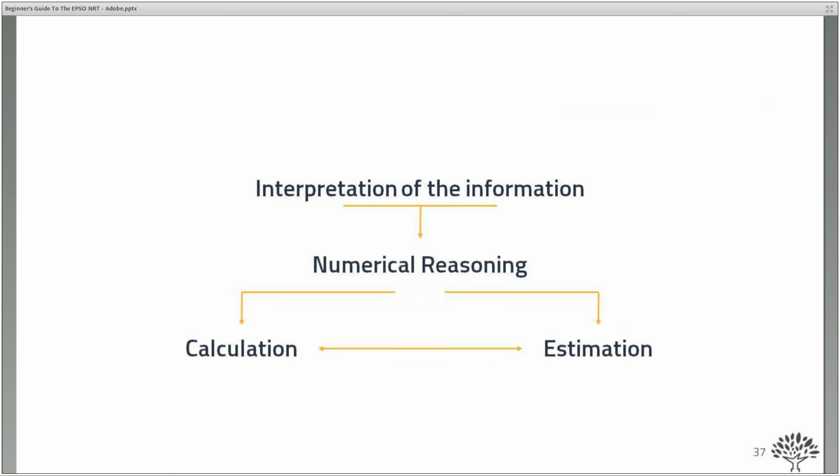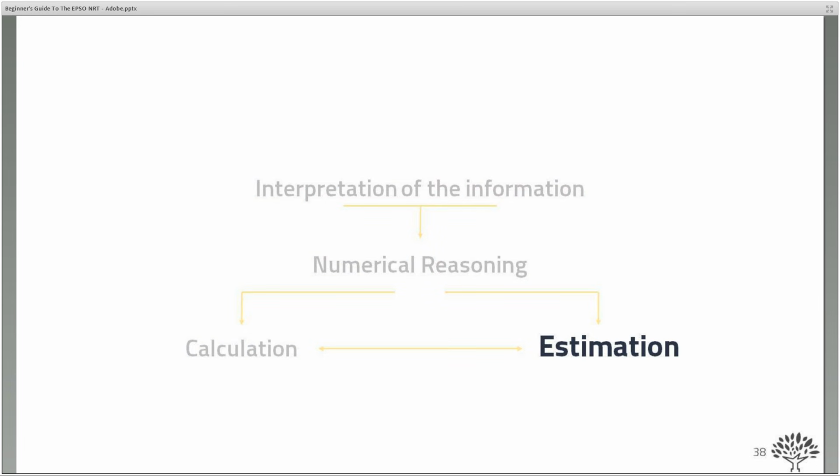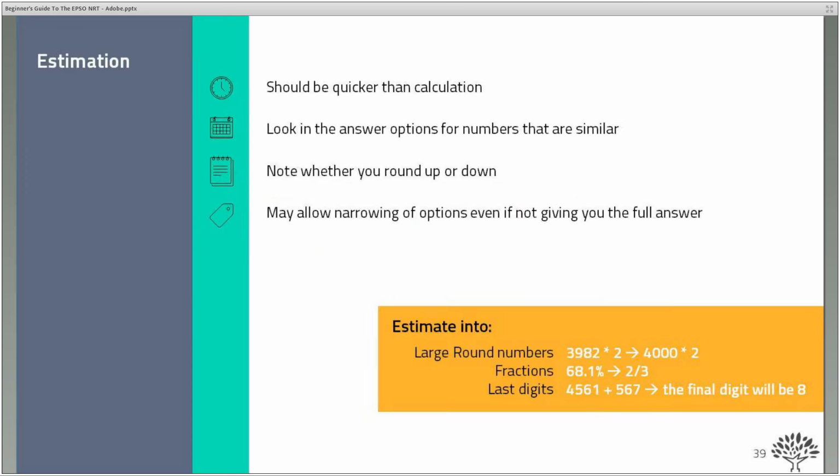So I'm going to talk now about estimation. Estimation can help you save time on some questions. It's a powerful method of working out answers quickly. Sometimes estimation won't give you an exact answer, but it will still narrow down your options.